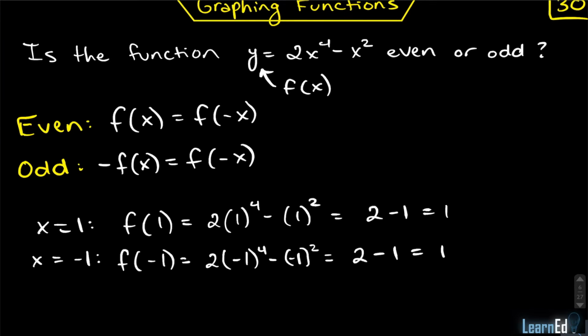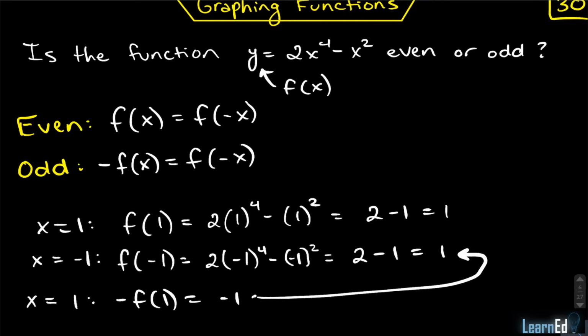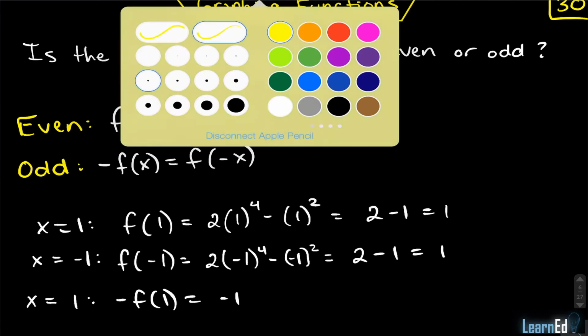Just to make sure, let's try to plug in x equals 1, but make this thing negative. First off, f of 1 is 1, so negative f of 1 will be -1, because we just multiply by -1 on both sides. So the idea here is that -1 is not equal to this one right here, because that's the criteria for an odd function. So we definitely know that this isn't odd. So this is definitely an even function.